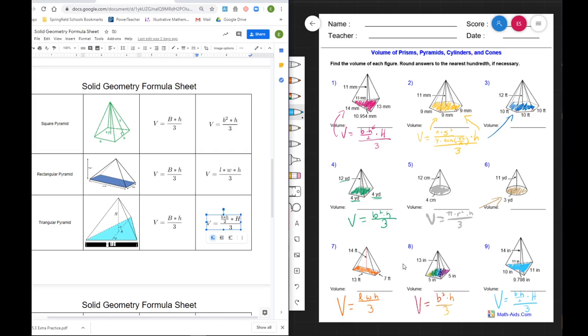You'll have an assignment related to identifying what formula you would use for each of these objects. So go ahead and complete that and turn it in to Google Classroom.